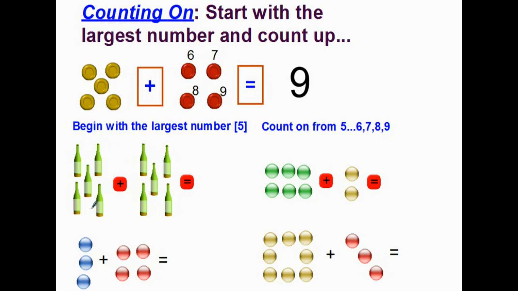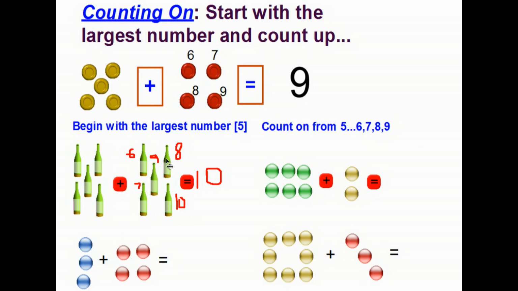Now let's count. 5 here, then 6 here, 7, 8, 9, and 10 here. Okay, so 5 here, 6, 7, 8, 9, 10. The answer will be 10, right? 10 balls. The result is 10.